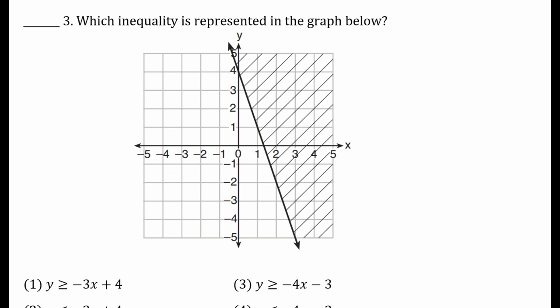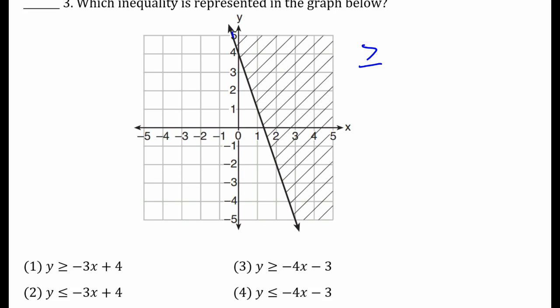Number 3, which inequality is represented in the graph below? So looking at this inequality, I can tell 2 things immediately. I'm shading above. See how we're shading above this line? I'm shading up. If I go to a point on the line and go up, I'm in the solution set. So this is a greater than inequality, and the line is solid. This is a solid line, so I include the equal to.